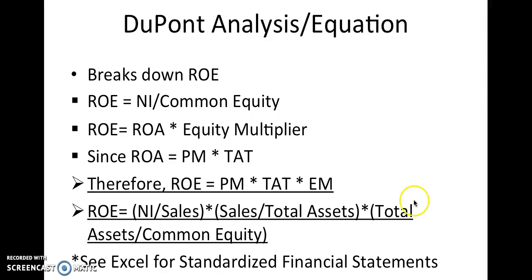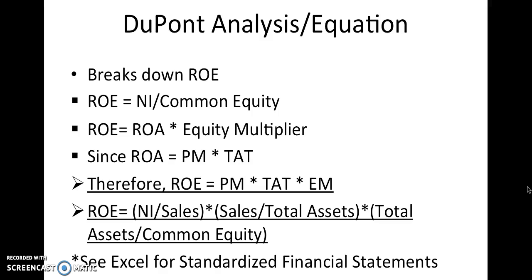And I've got the expanded version underlined right here. So all you have to do is remember that. Return on equity equals PM times TAT times EM. Profit margin multiplied by total assets turnover multiplied by equity multiplier.